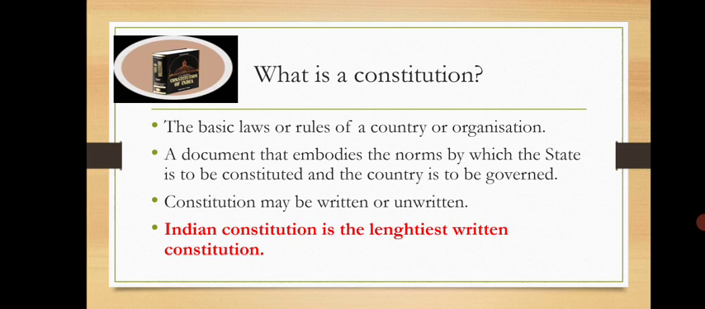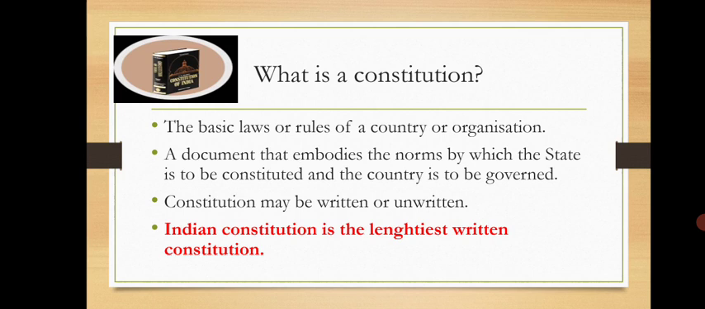There are two types of constitution, written and unwritten. The examples of written constitutions are the Indian Constitution and the American Constitution. The examples of unwritten constitutions are the Constitution of Britain and the Constitution of Israel. You have to note these things for general purposes.